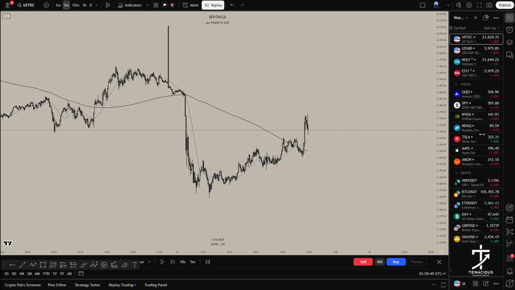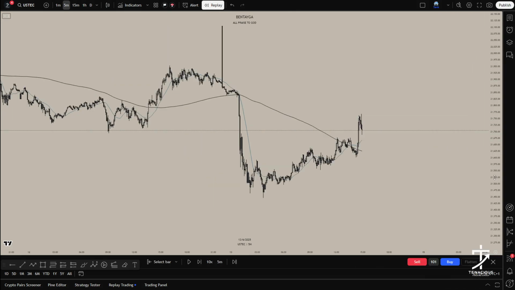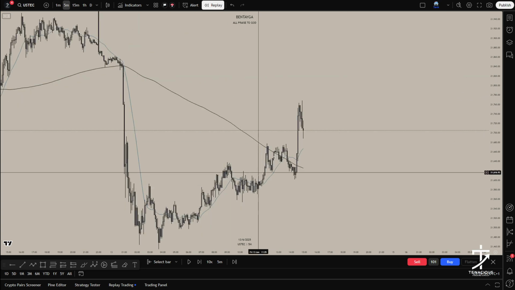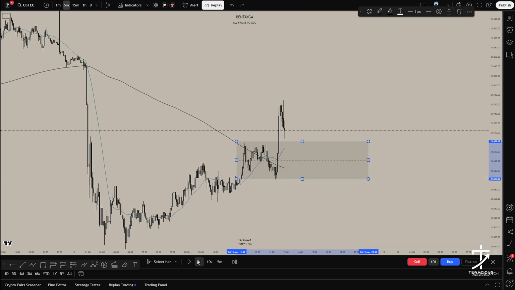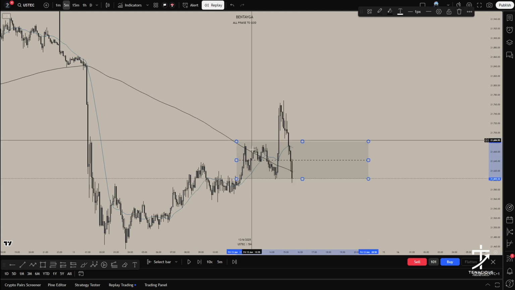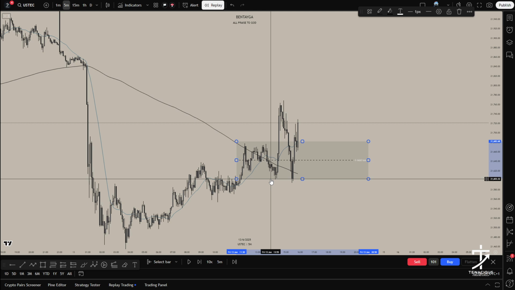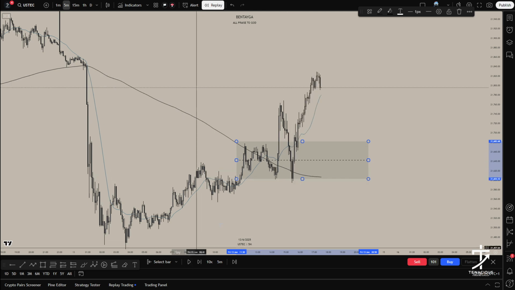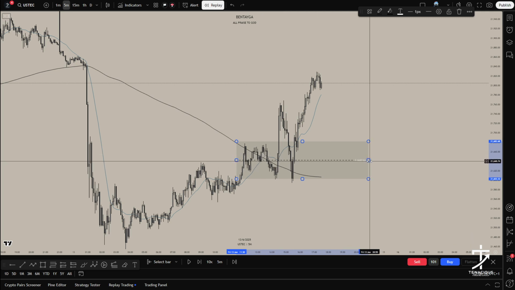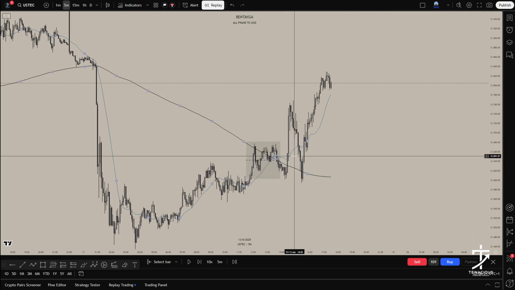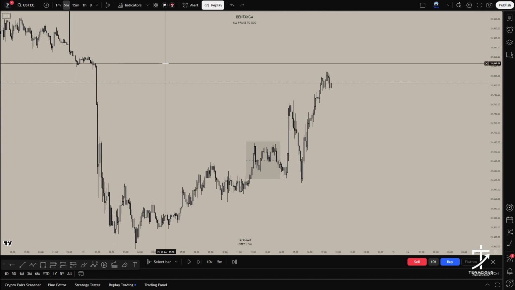So if price looks to be making higher highs and higher lows, then I'm going to be looking for longs. So we have this zone here. If I let price play out, we come back into the zone, and then look, we sweep the lows. Price takes out the highs. Would this be a good trade? No. Would I have taken the trade? No.